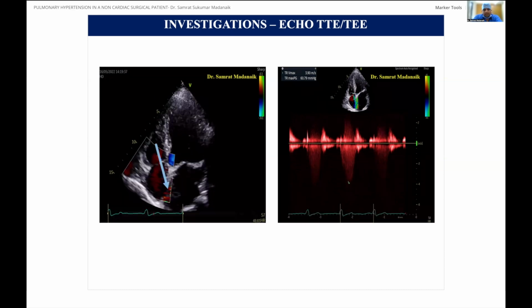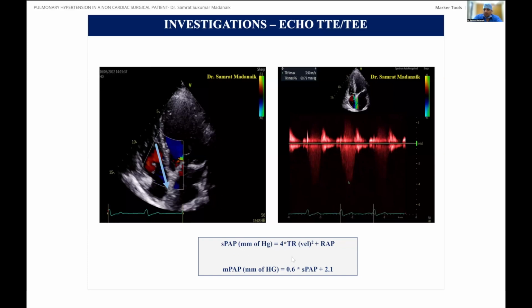Based on these velocities, there are a few formulas based on which you can estimate the systolic pulmonary arterial pressures and the mean pulmonary arterial pressures. So basically, systolic pulmonary artery pressure is the maximum TR jet velocity squared. Here in this image, the maximum TR jet velocity is 3.9. If you square that, it will come to 60.79. And you just need to add the right atrial pressure to this, and you'll get the systolic pulmonary artery pressure based on echocardiography. The mean pulmonary artery pressure can also be derived from the systolic pulmonary artery pressure, and the formula is 0.6 times systolic pulmonary artery pressure plus 2.1.